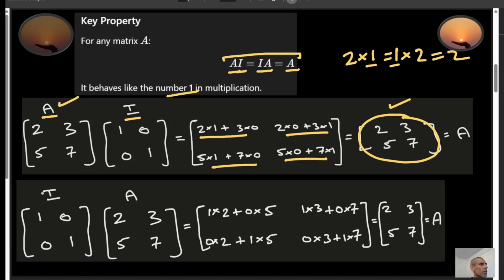Let's take a look at this one. Here I'm doing I times A. Here I did A times I. Now I'm doing I times A. When you do matrix multiplication and perform your computation, you will get back this same matrix A right here. So A times I equals I times A equals A. This is one of the key properties of your identity matrix.